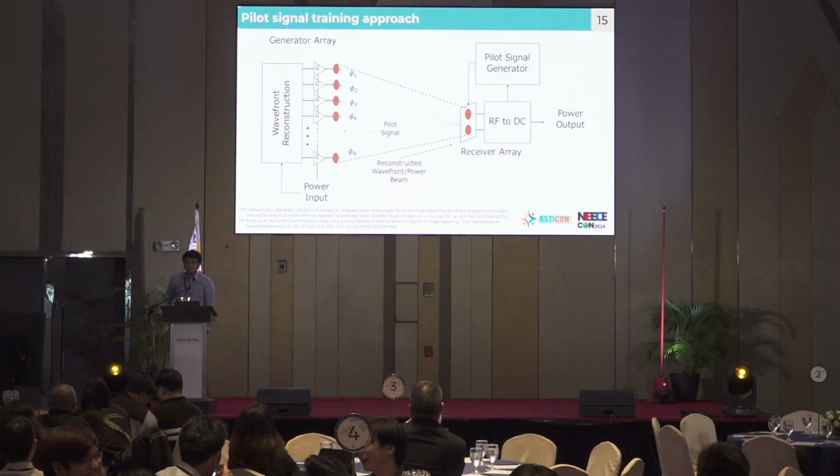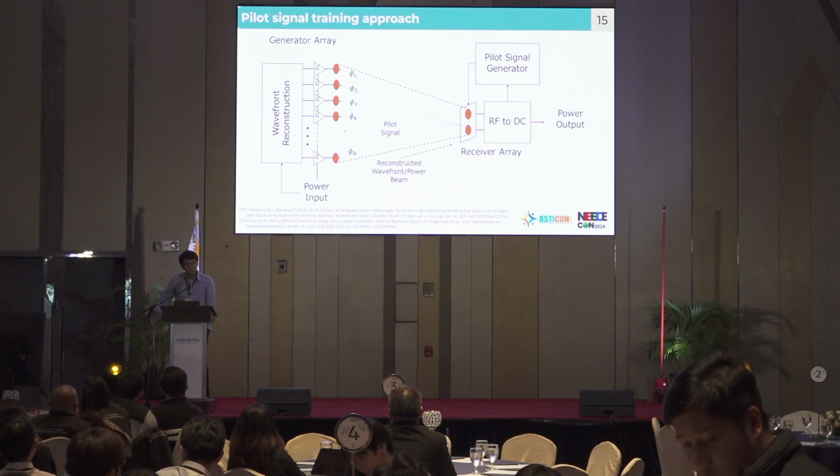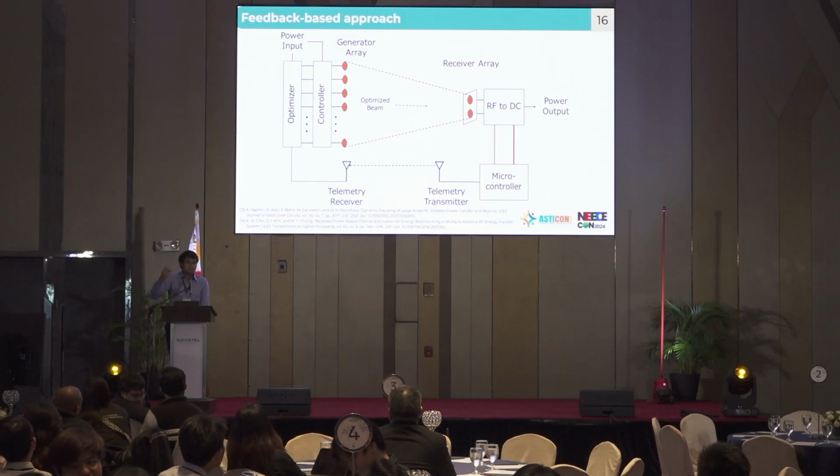Another approach is you release a pilot signal from your receiver, and your transmitter, your power generator, will train itself to point towards the receiver. The last approach is you use telemetry. You send back some data, maybe the power you receive, and then you optimize the beam based on the data that you get. Those are the three broad approaches towards wireless power transfer.